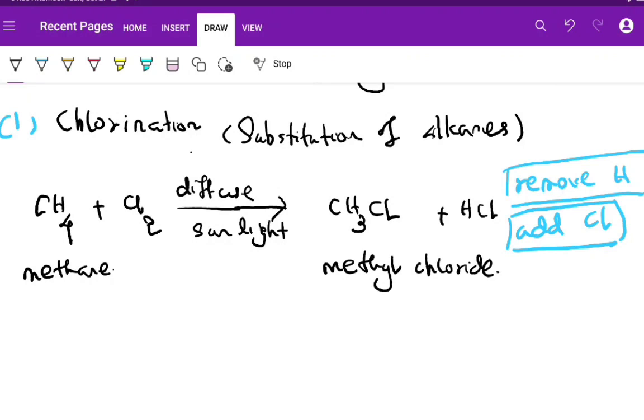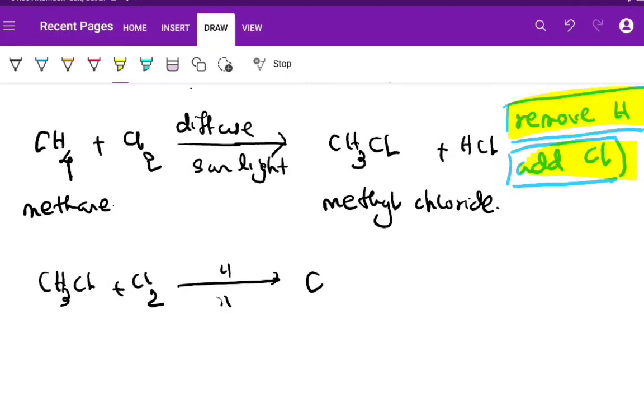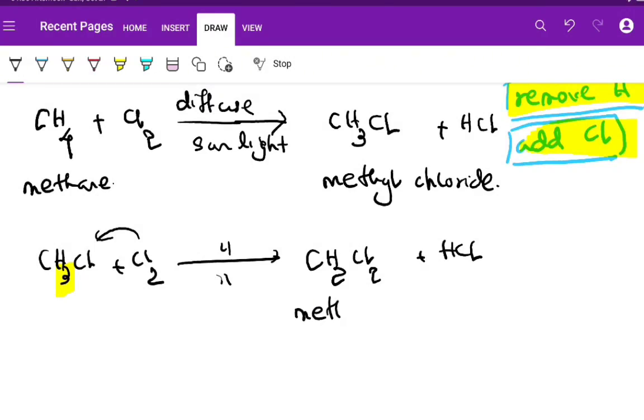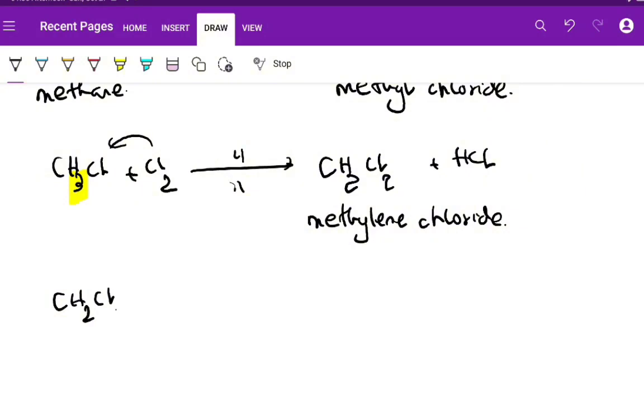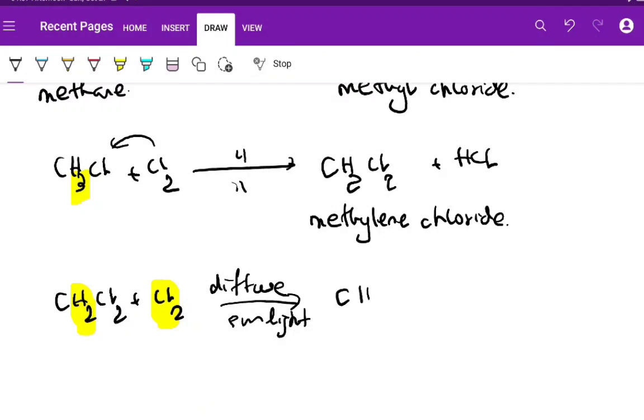Now let's go to another step. CH3Cl again with chlorine. In diffused sunlight, removing hydrogen and adding Cl, forming CH2Cl2 and HCl. CH2Cl2 is called methylene chloride. This adds again with Cl2 and in diffused sunlight, removing hydrogen and adding chlorine, this time CHCl3, chloroform, is formed.